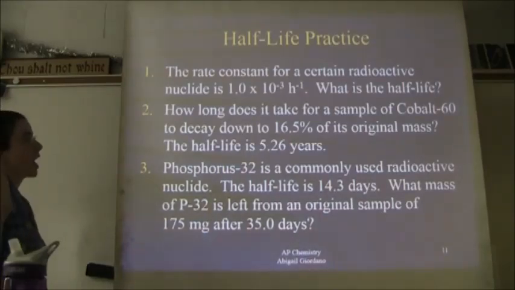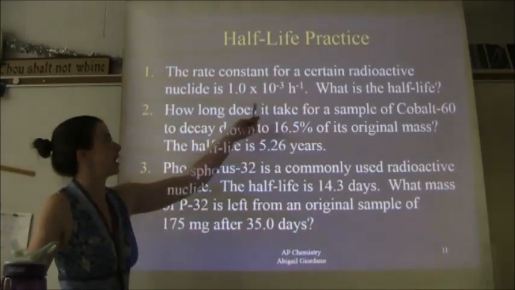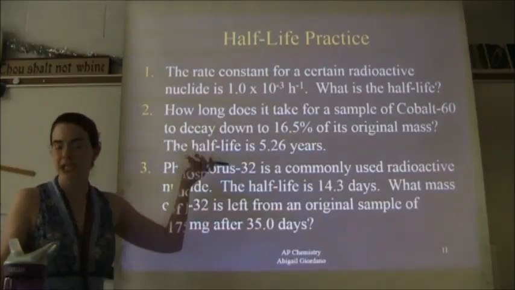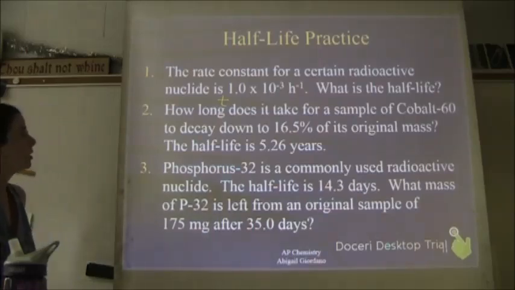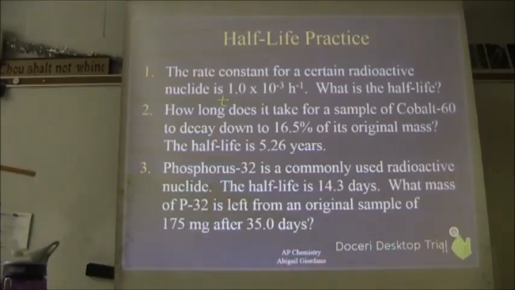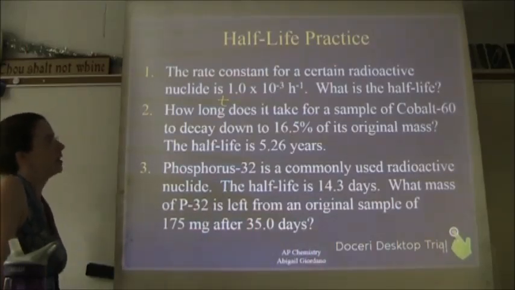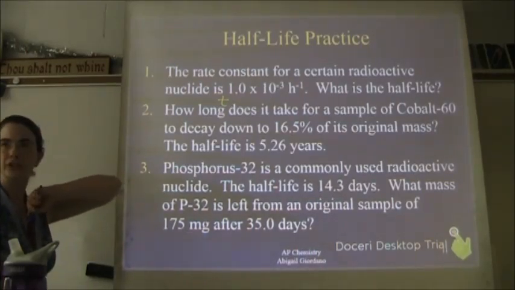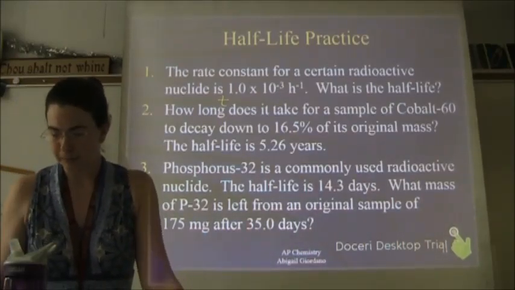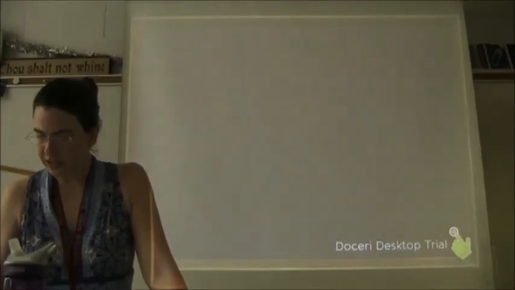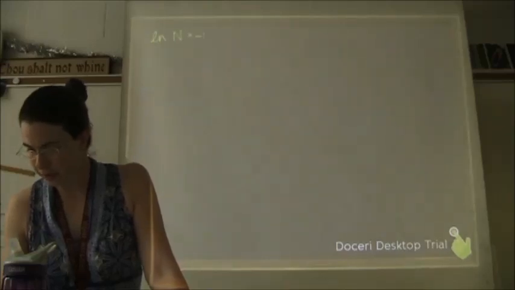All right? It says, how long does it take? Stop there. How long does it take? What is our unknown? Time. Okay? So t is my unknown. For a sample of cobalt-60 to decay down to 16.5% of its original mass, the half-life is 5.26 years. Okay? Well, let's use that integrated rate law equation.